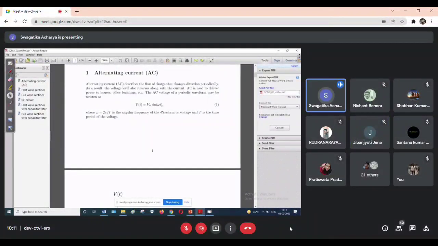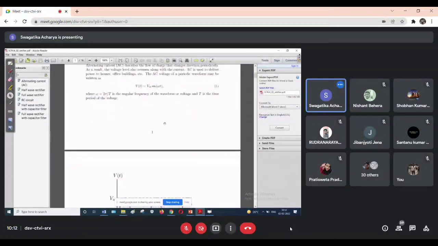So now sine omega t. What is this omega? Angular frequency. Angular frequency, that can be written as our 2 pi f, or you can say 2 pi by t. Yes or no? Because frequency equals to 1 by t. Right. So now you can represent this as Vt equals to Vm sine omega t. Am I correct? Correct or not?